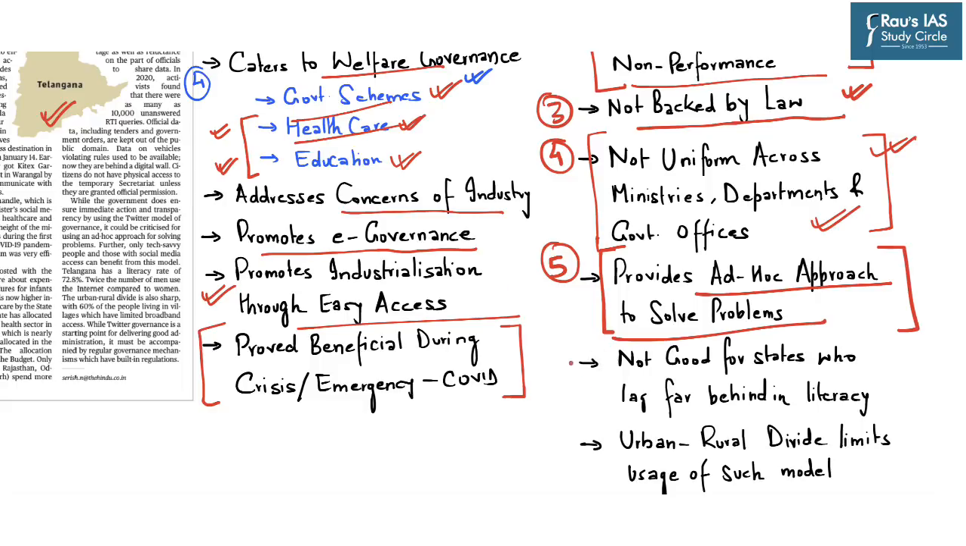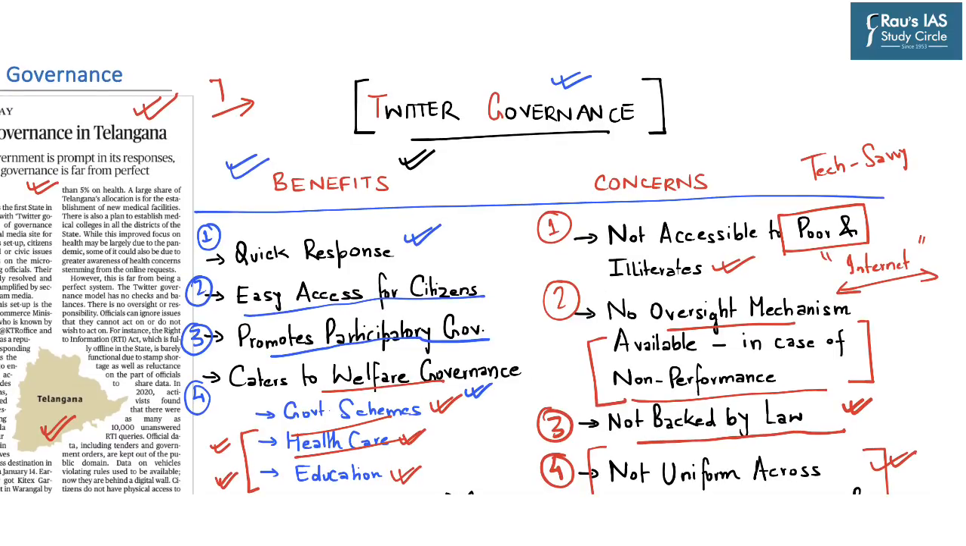Now the next concern highlighted here is that it is not good for such states who lag far behind in literacy rates. Now example of Telangana has been taken in this case, whose literacy rate is as high as 72.8%, whereas other states lag far behind in terms of literacy rate, and also there is an issue of urban-rural divide, as most of the citizens of India live in rural areas, as these people living in rural areas have limited broadband access or limited access to use of internet. So these can be said to be some of the concerns with respect to the Twitter model of governance.